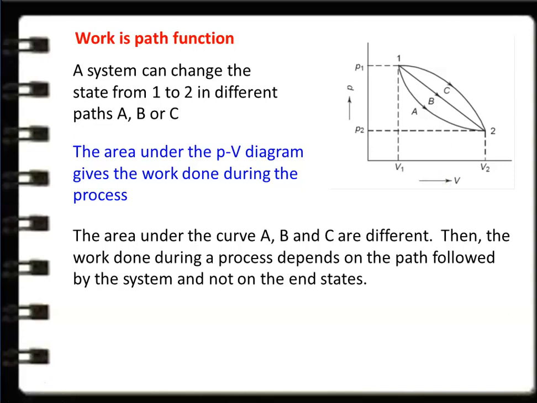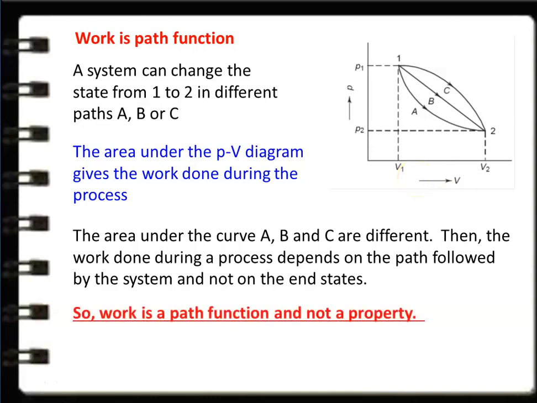Then the work done during the process depends on the path followed by the system, not on the end states. Look at here, the end states are the same, but the work done are different. So work done does not depend on the end state. The work done depends on the path followed by the system. So work is a path function. So what we proved is that work is a path function and not a property of the system.